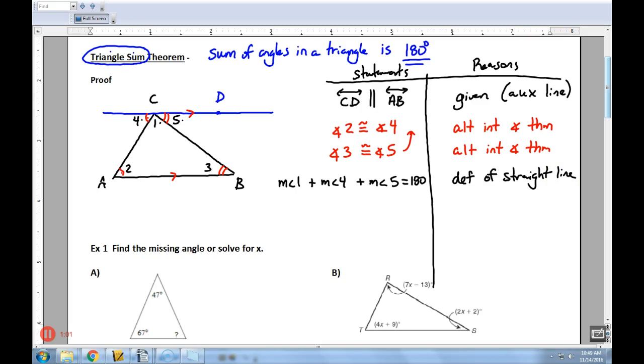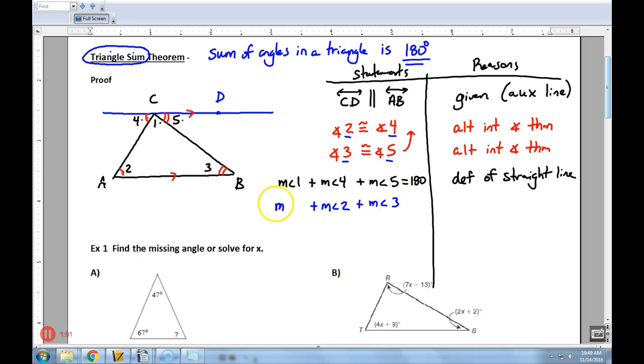Now what I'm going to do, I'm going to use an algebra property here. I'm going to use substitution. If you notice up above, I have angle 2 is congruent to angle 4. So wherever I see one or the other, I can replace it. So I'm going to substitute the measure of angle 4 here with the measure of angle 2 because they're equal to each other. I'm also going to substitute angle 3 and 5 for each other.